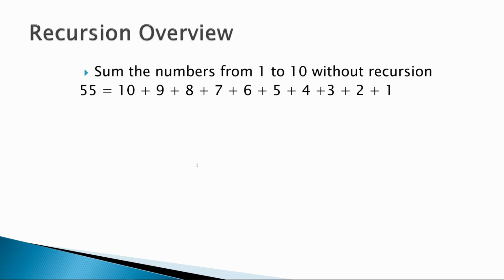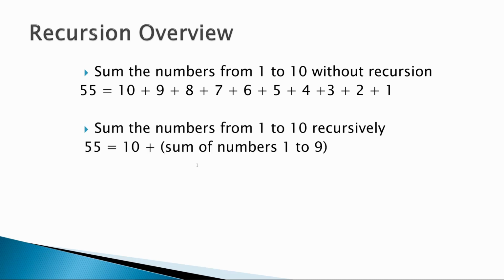So let's take a look at a recursion overview. If you were assigned the task of summing the numbers from 1 to 10 without recursion, you might put something together like this, where you say 10 plus 9 plus 8 plus 7 plus 6 plus 5 plus 4, 3, 2, 1 equals 55.